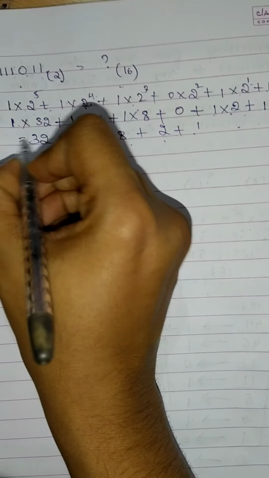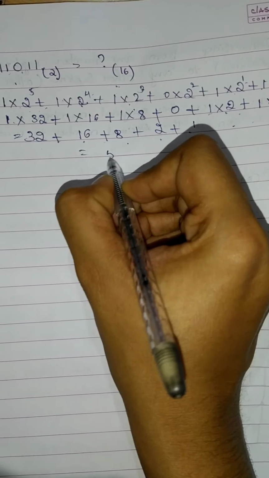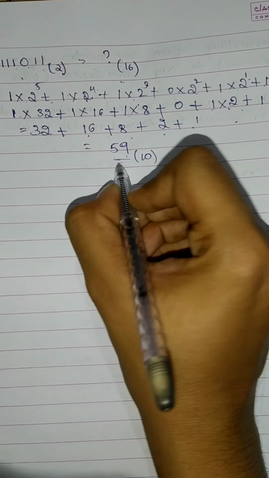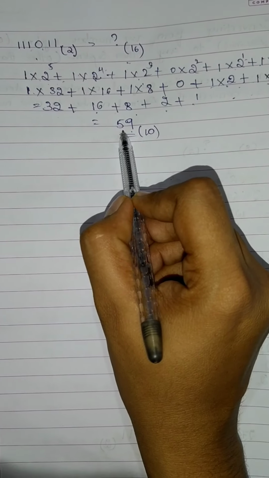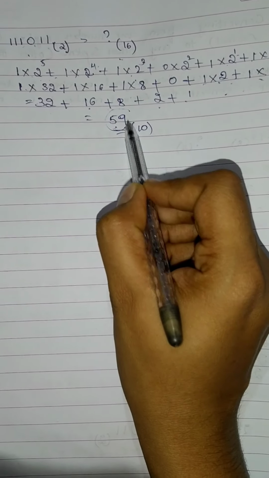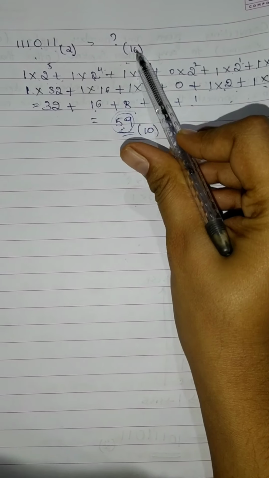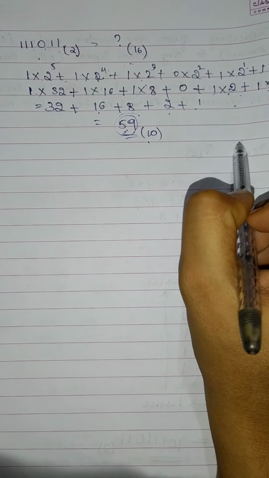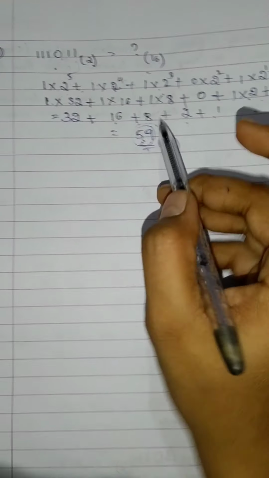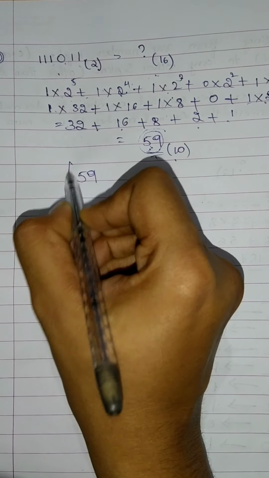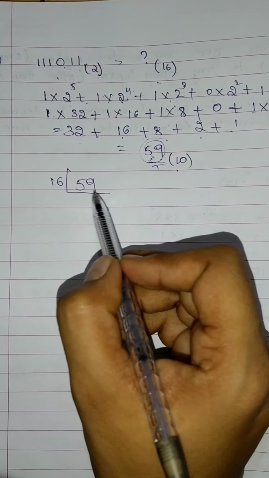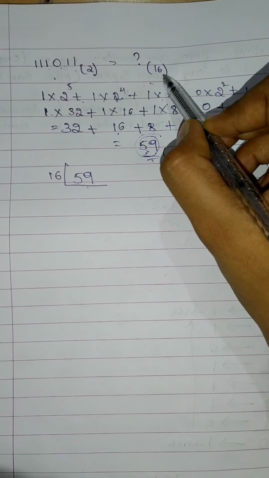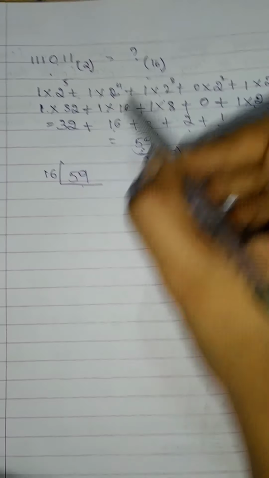Okay, so what will be the output? You are going to get 59. So totally we get 59 of base 10. Okay, so this is the obtained decimal number. Then this decimal number needs to be converted into the new number system, that is hexadecimal. How do we convert any decimal to another number system? Division. Okay, so this 59 must be divided by 16, because we need to convert this decimal number into the new number system, hexadecimal. So the radix or base of hexadecimal is 16.